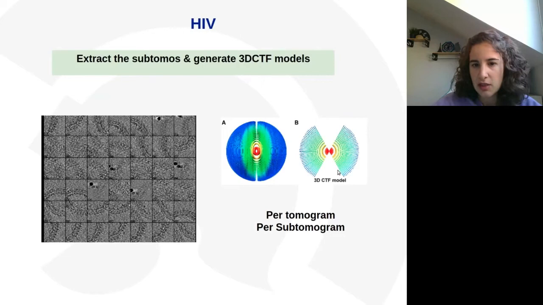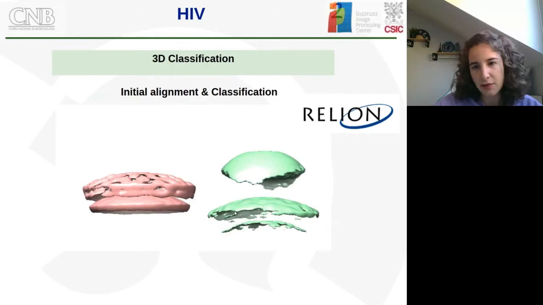So the CTF models, three-dimensional CTF models, as you see here, are kind of spheres where the Thon rings are. And also, if we see a projection of this three-dimensional CTF, we have also here where the missing wedge is. So it's like a mask for the CTF and the missing wedge.